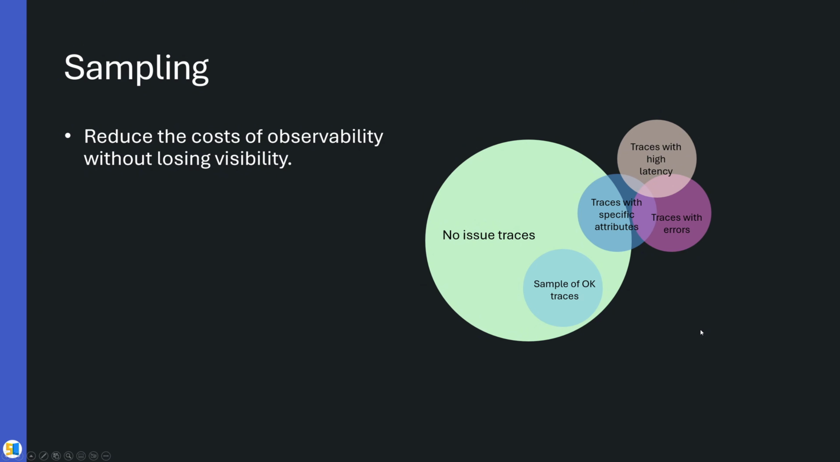But maybe what we want is to just sample some okay traces, and maybe traces with specific attributes or traces with high latency. And I think the most important is traces with errors because we want to debug those, right? So there are two techniques to do sampling: head sampling and tail sampling.